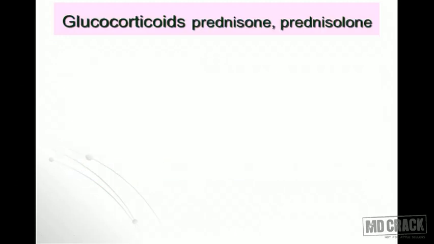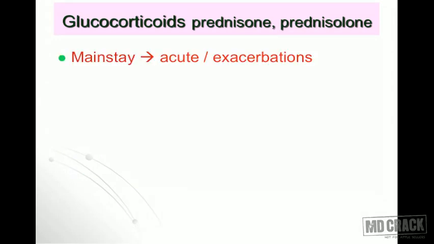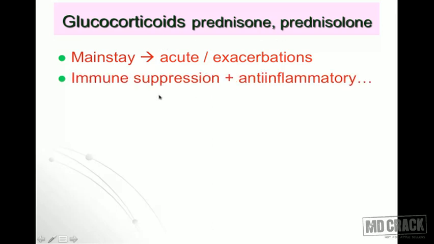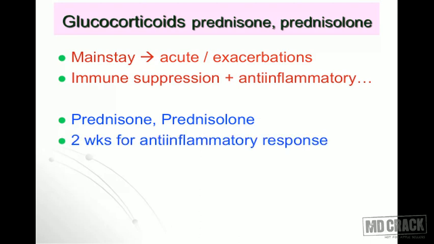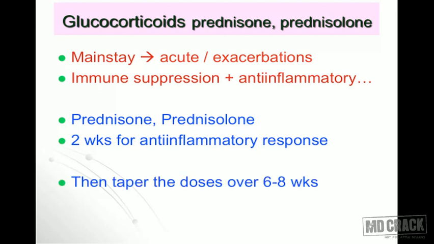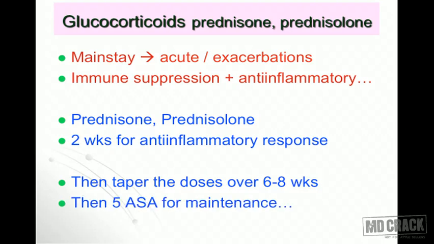The second group of drugs which we can think of using is glucocorticoids in the form of prednisone and prednisolone, and they are the mainstay of treatment of ulcerative colitis, especially in the acute situations and when there is an exacerbation of ulcerative colitis. These drugs are immune suppressants, plus they produce anti-inflammatory effect. You give them for at least 2 weeks to expect the inflammatory response, and then gradually taper the dose and continue it for the next 6 to 8 weeks.